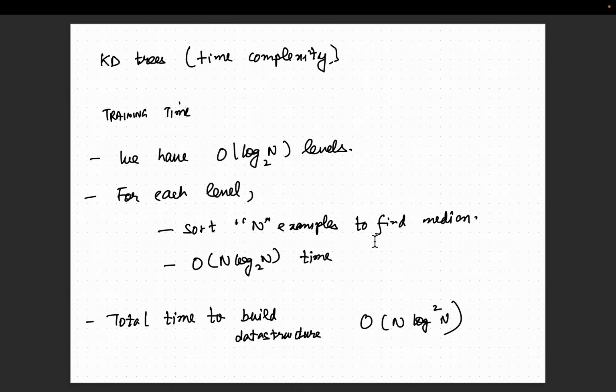So if you have n examples and you want to find the median, you can do that in n log n time, by sorting and then finding the median. The number of levels is log n base 2. For each level, you have to do this sorting. So the total time to build the data structure would be n log n into log n, or log square n. That's the first time you need to consider in building this data structure.